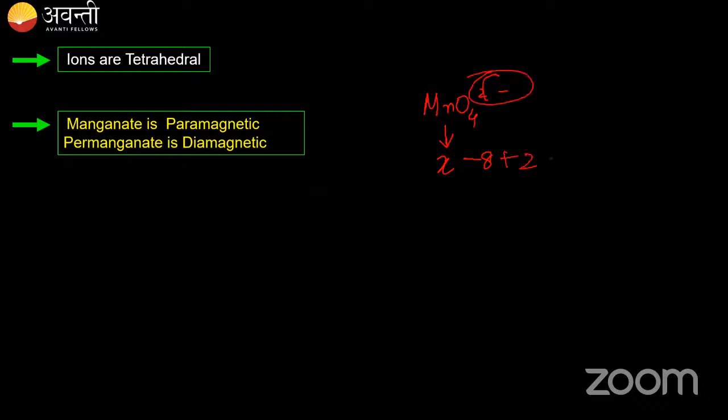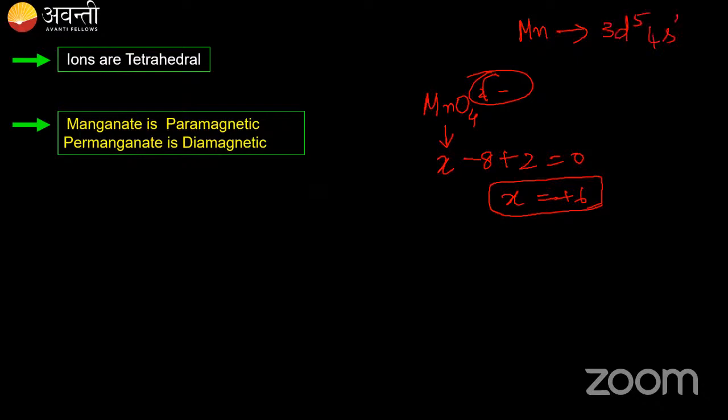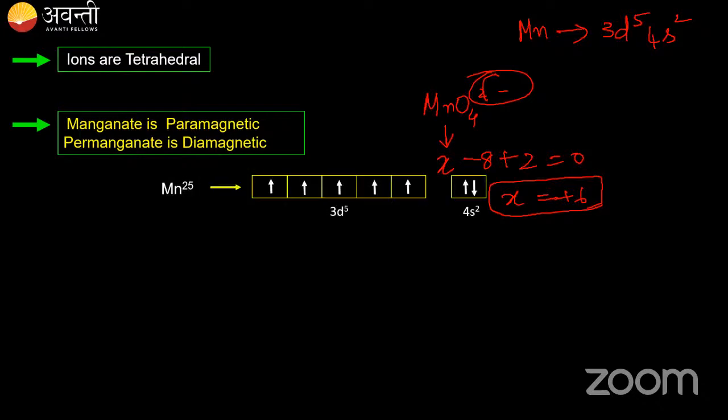So it has gained 2 electrons. So X plus -8 plus 2 is equal to 0. So X is equal to +6. So oxidation state of manganese is +6. So now how do we compare? We have to first go for the configuration of manganese. It is 3d5 4s2. So this is the electronic configuration for normal manganese, right? Now in manganate ion, oxidation state is +6. So we have to remove 6 electrons, right? So 2 from s orbital and the remaining 4 from d orbital.